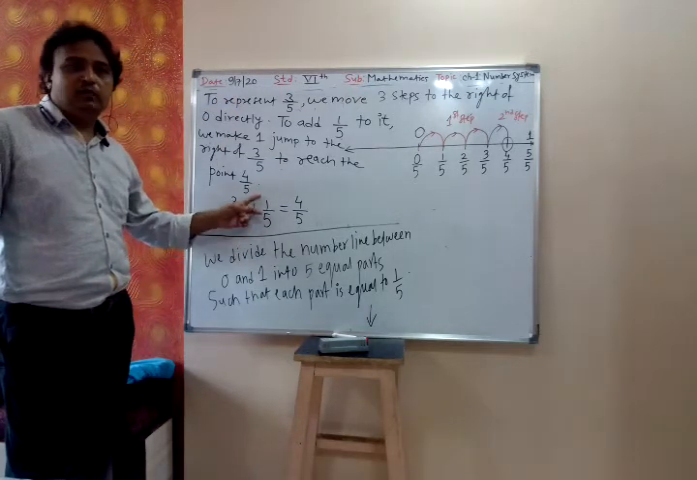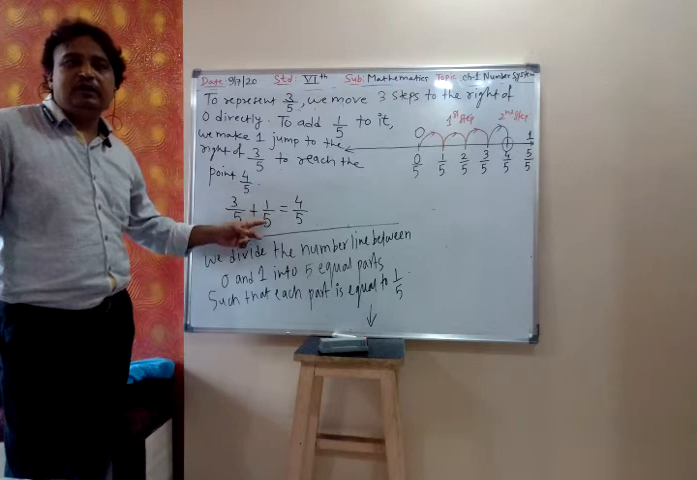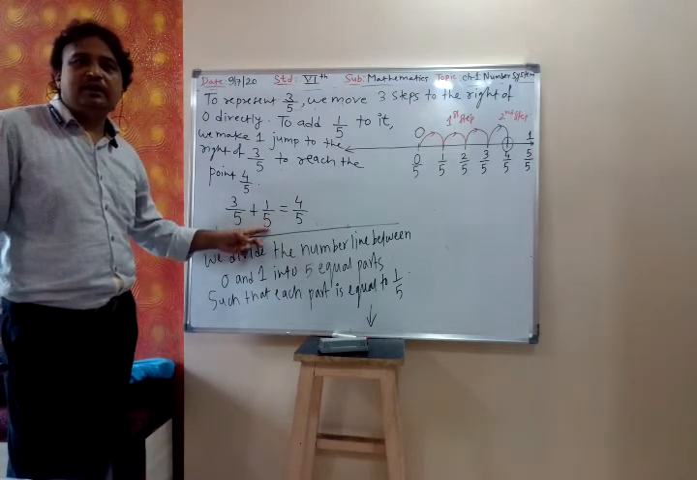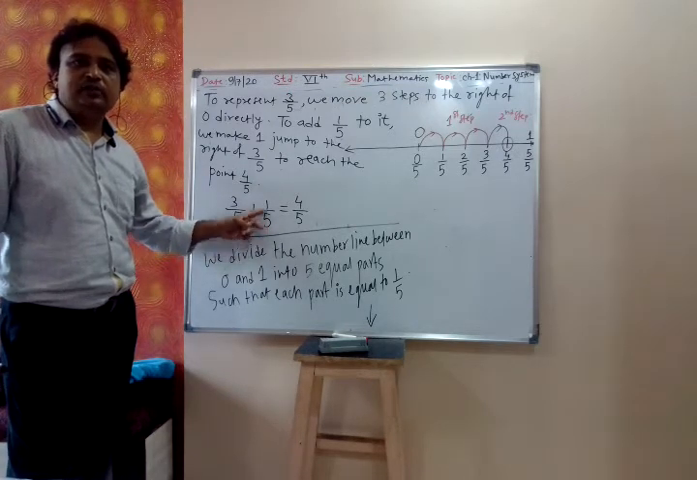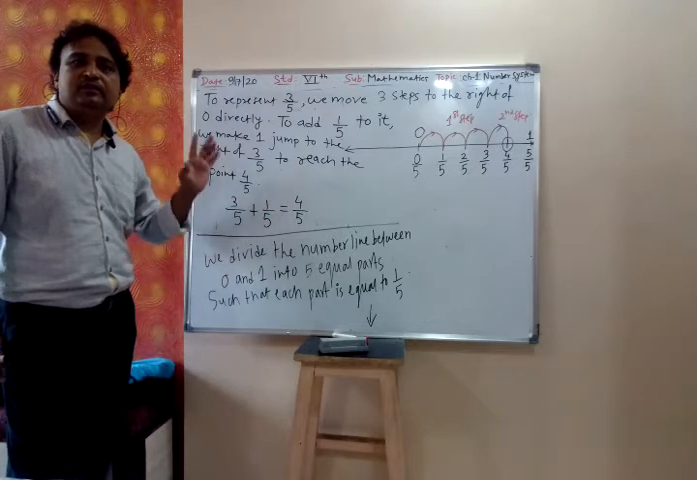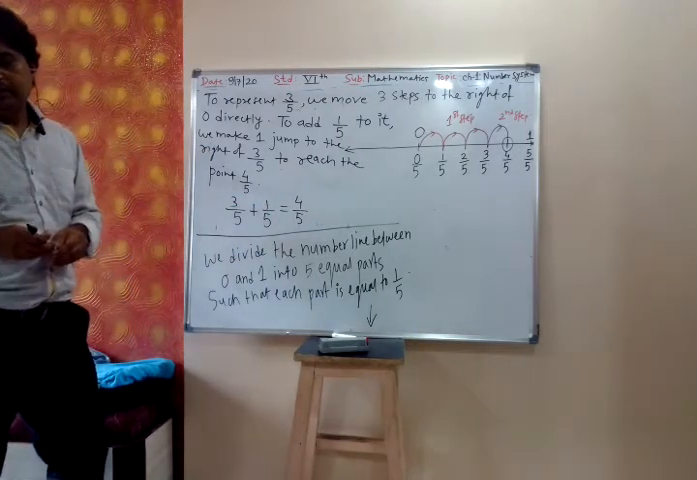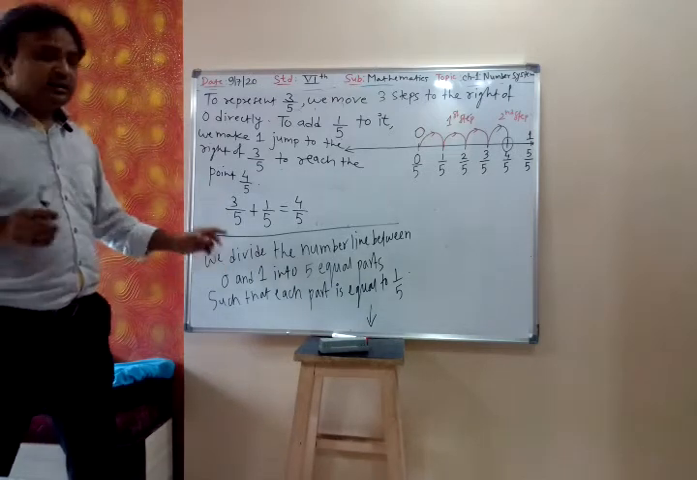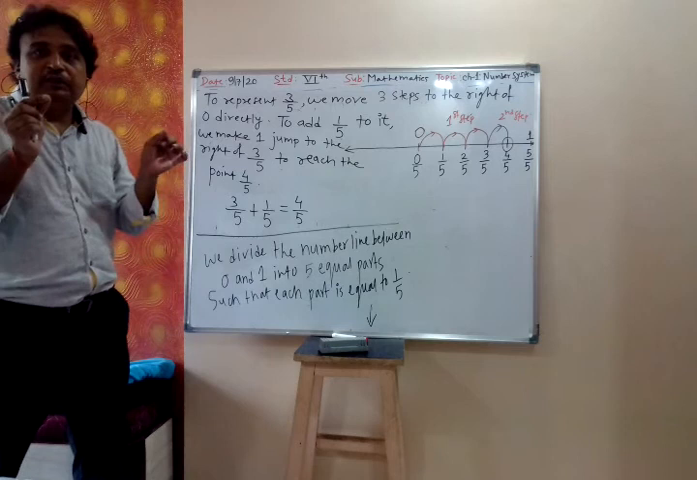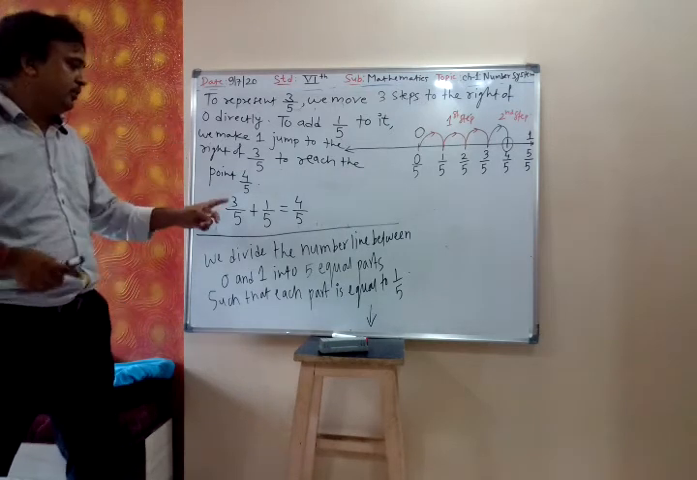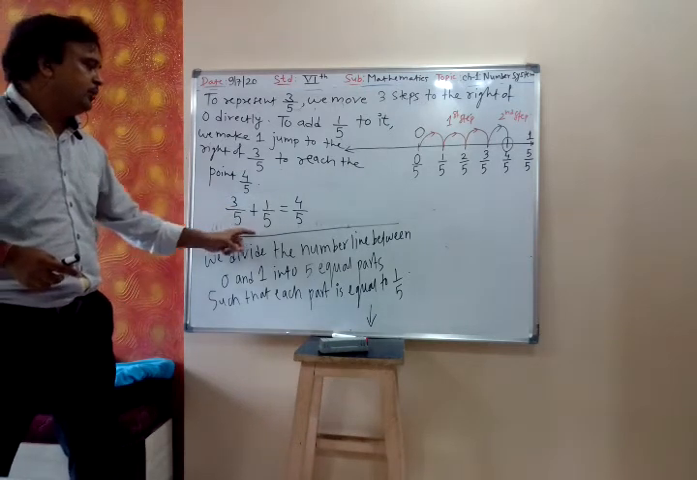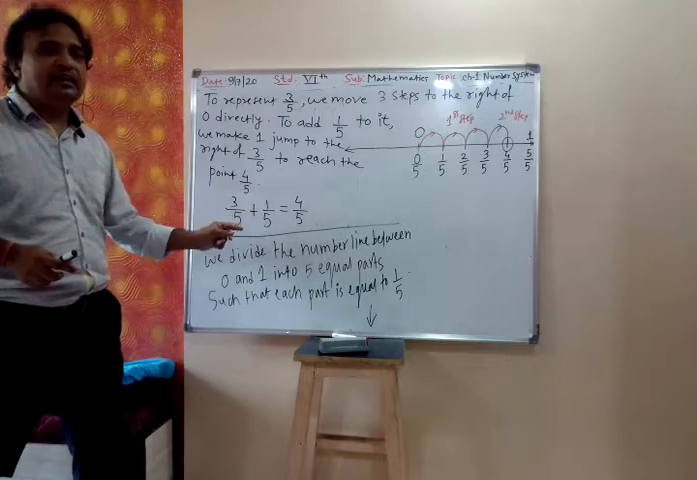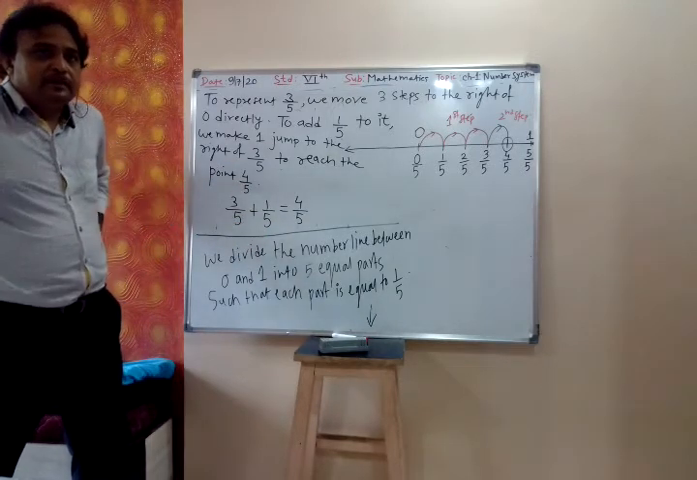1 upon 5. What is my denominator? 5. Which is bigger? The denominator is bigger. So this number will lie between 0 and 1. Is it clear? Then we divide the number line between 0 and 1 into 5 equal parts, because the denominator is 5.